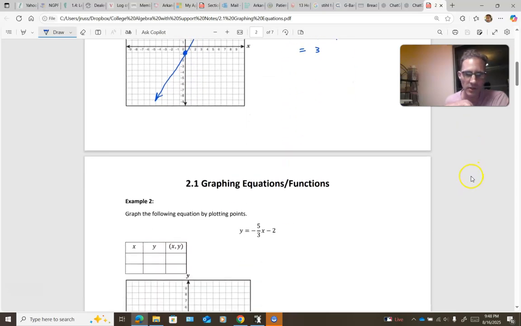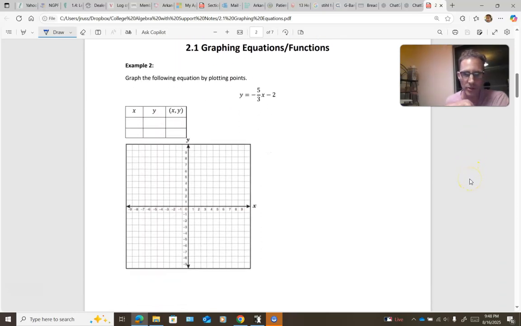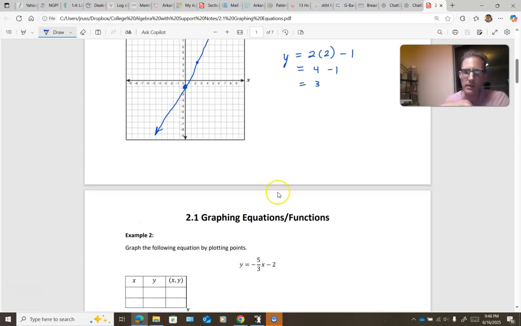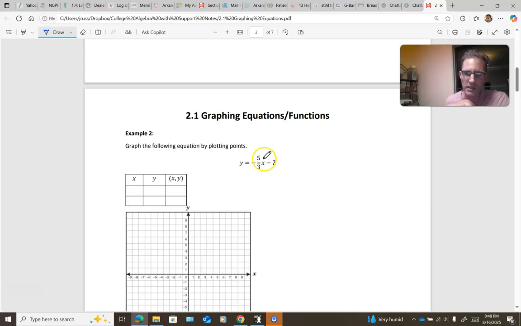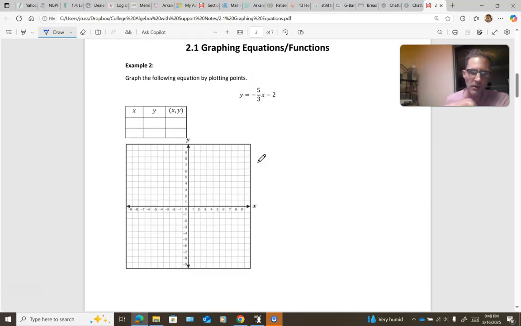All right, so let's try another one. Example 2. Example 2 is similar in that it's solved for y. It says y equals, and it's similar to the last one, something times x plus or minus some number. The only difference here is that there's a fraction. We're multiplying x by a negative fraction. But guys, we need not let that deter us.